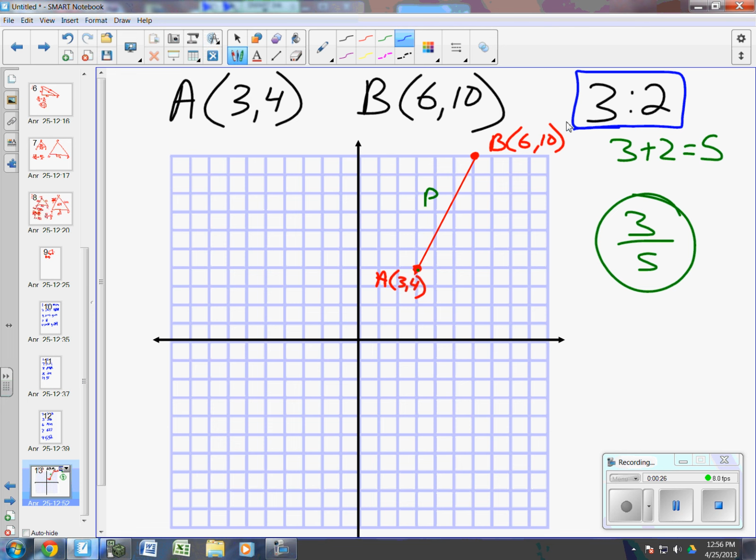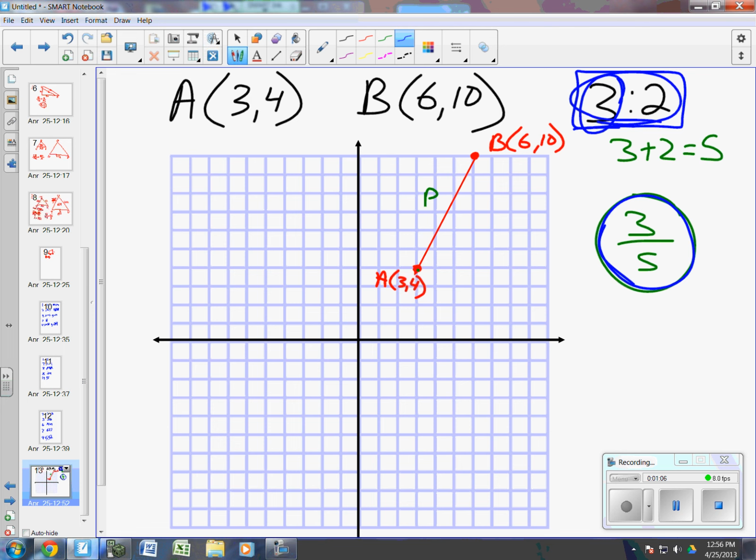Well, if we divide that up, if we go 1, 2, 3, 4 right here and divide it into the 5 parts, P would be right here, because that's 3 units away from A, and then 2 units from P to B. Okay, so we're going to divide that up, starting from point A, and we're going to go 3/5 the distance across this line. That's why we came up with 3: by taking the first number of the ratio over the 3 plus 2, the total number of the ratio, 5. So we got 3/5 right here.